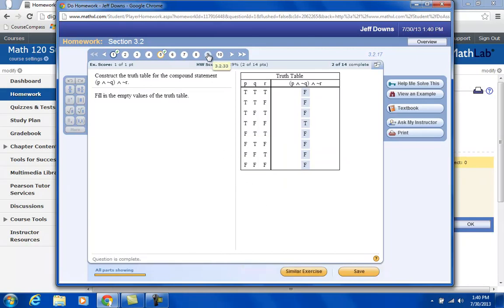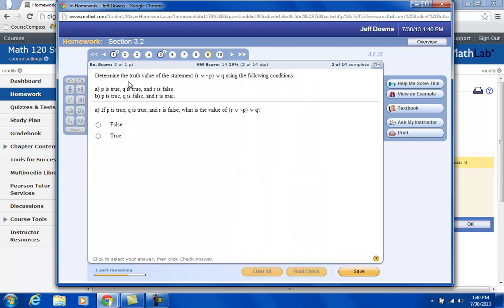Okay, let's go up to 9. Okay, determine the truth value of the statement R or not P or Q. Now remember, in the or case, the pair is true if just one of them is true. Using the following conditions. P is true. So P is true, so not P is false. The first part's false. Q is true, so that part's true. R is false. So we have false or false. That makes the first part false. Or true. So just one of these has to be true. Since Q is true, it makes the whole thing true.